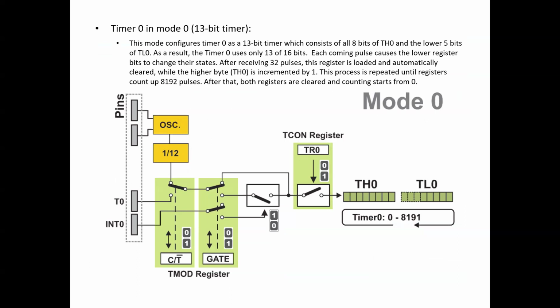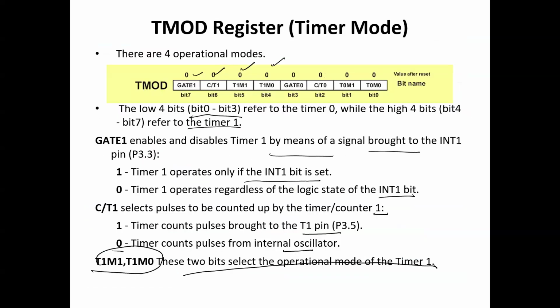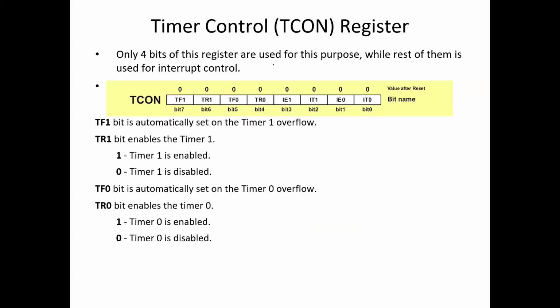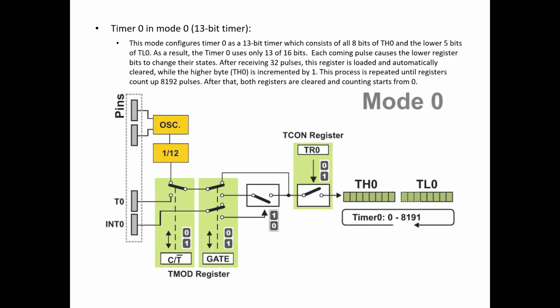This is mode 0. For both timer 0 and timer 1, modes 0, 1, 2 and 3 are all the same. This mode 0 configures timer 0 as a 13-bit timer, which consists of all 8 bits of TH0 and the lower 5 bits of TL0. As a result, timer 0 uses only 13 of 16 bits.